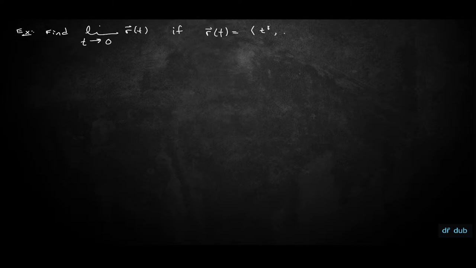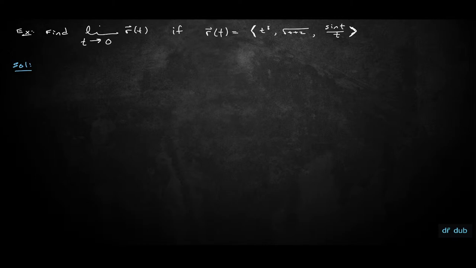For example, find the limit as t goes to 0 of r of t if r of t is equal to t cubed, comma, square root of t plus 2, comma, sine t over t. So just the same function we had previously. Now I want to find the limit as t goes to 0. So these problems, taking the limit, really just come down to how good you are with single variable limits from calculus. Hopefully it'll go pretty well.